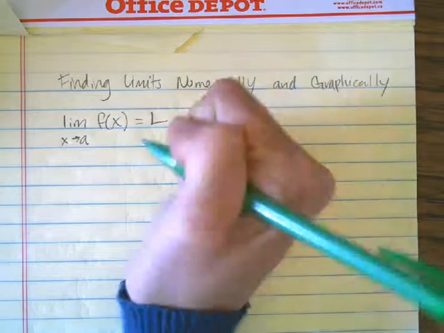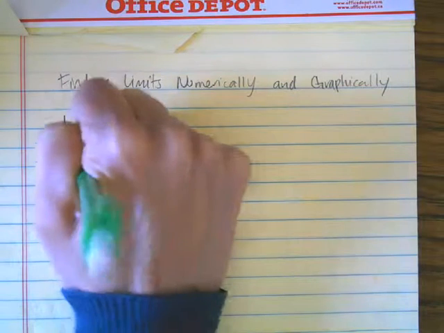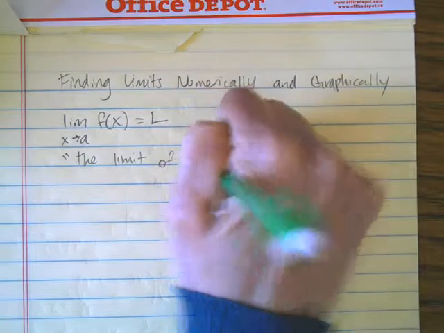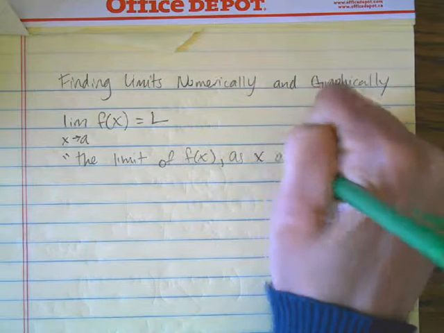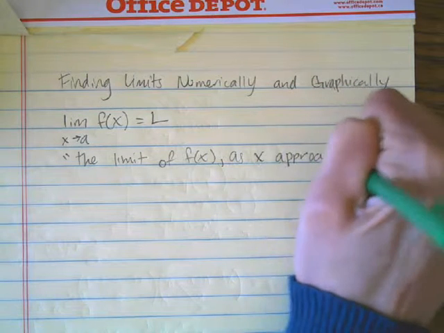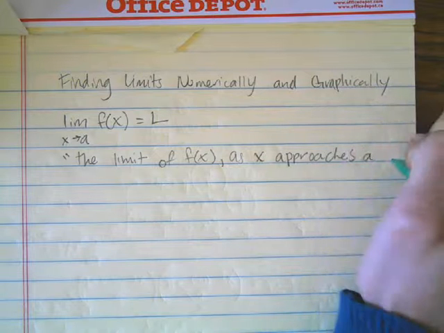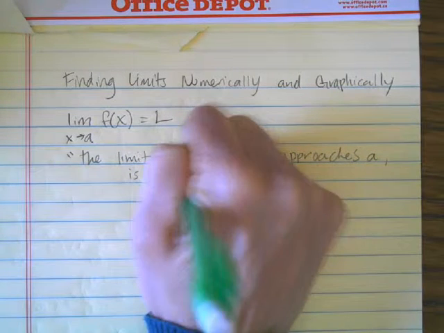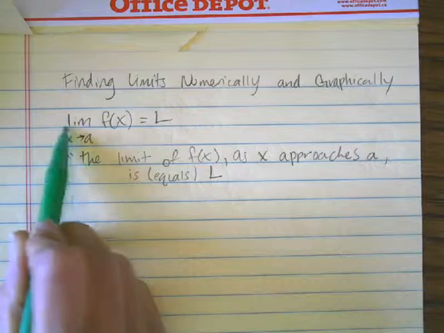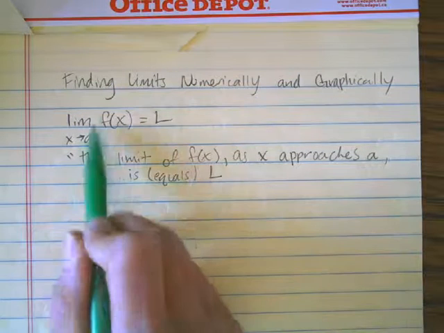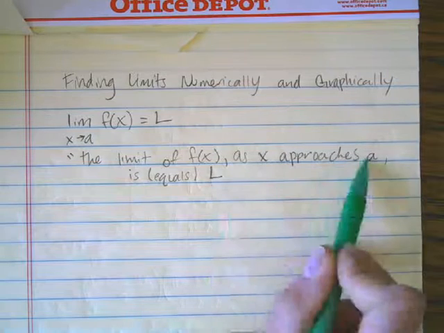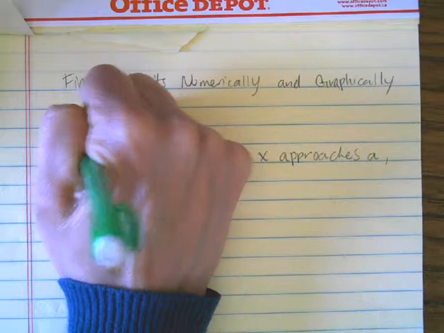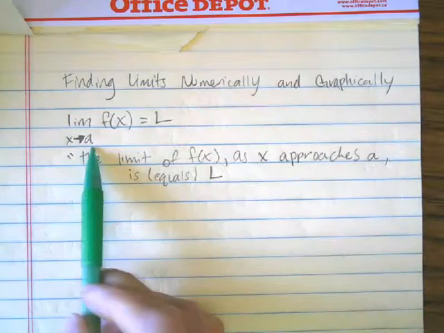The way you say this is: the limit of f of x as x approaches a is or equals, either one is fine, L. So you read the limit here, of f of x, so of this function, as x approaches a, and that's the x, and this little thing is an arrow to say approaches, because it's going towards a, yes, equals L.